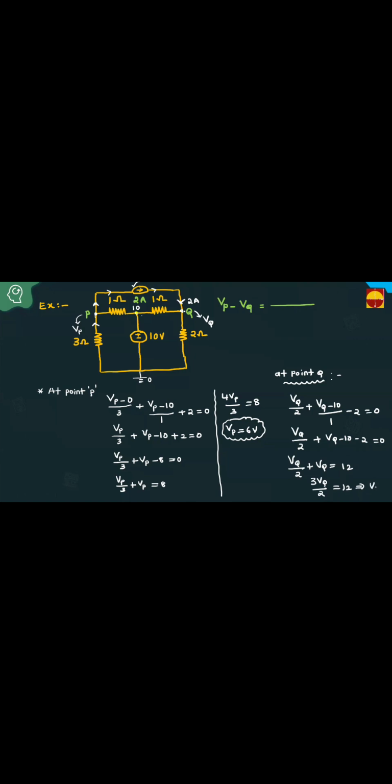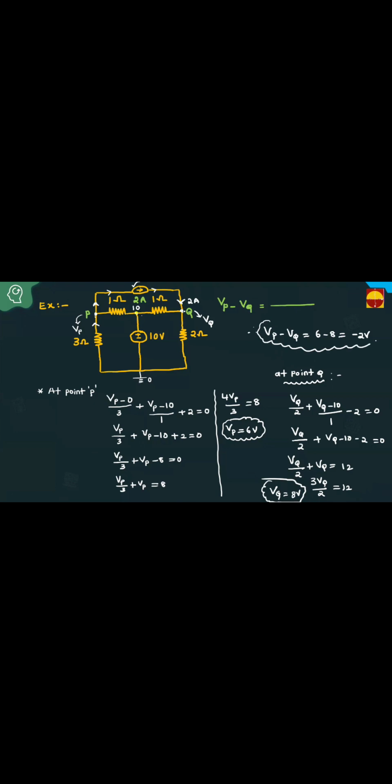From this, what is Vq you got, friends? 8 volts. Is it correct? This is 24, 24 by 3, this is equal to 8 volts. Therefore, Vq equal to 8 volts. Then what do you have to calculate? What is Vp minus Vq? Vp minus Vq equal to 6 minus 8, this is equal to minus 2 volts. That is the final answer. We are getting minus 2 volts.